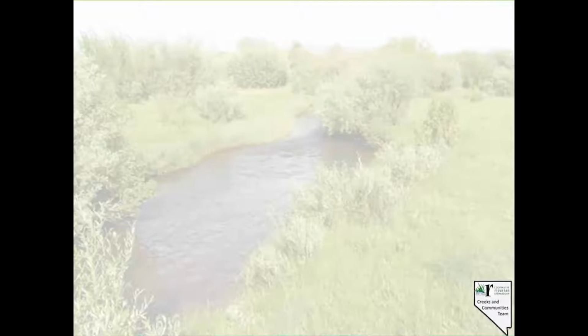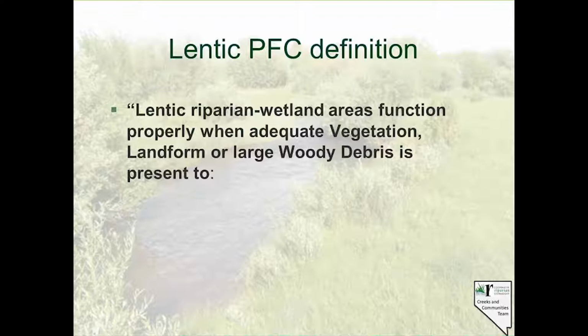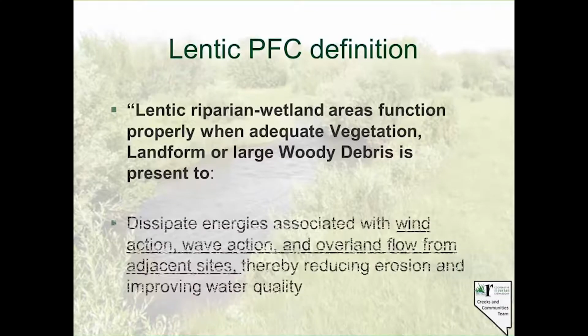So here we'll start with the definition of lentic PFC. It's very similar in structure to the lotic definition, but we've got some different variables. So lentic riparian wetland areas function properly when adequate vegetation, landform, or large woody debris is present to dissipate energies associated with wind action, wave action, and overland flow from adjacent sites, thereby reducing erosion and improving water quality.